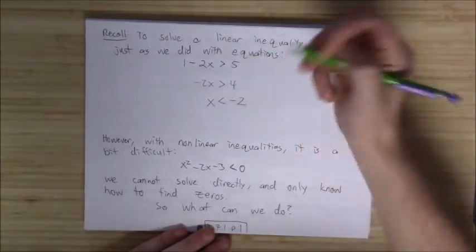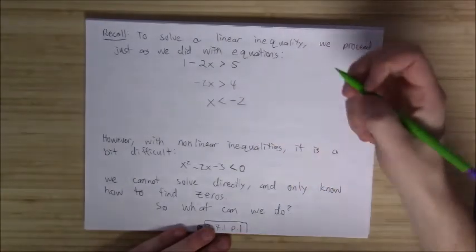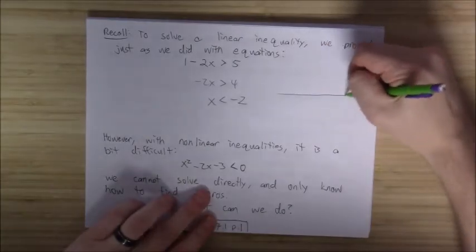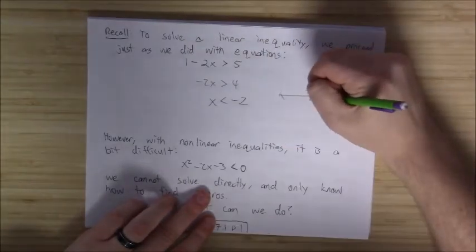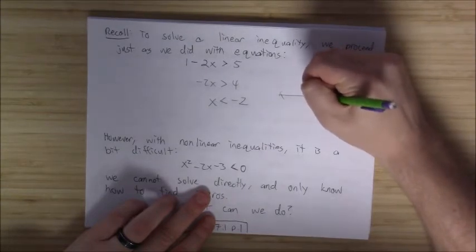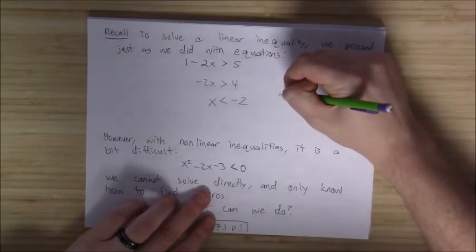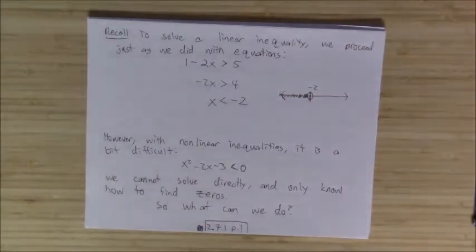So easy peasy, right? And what would that look like, just to remind you? Well, if this is negative 2, x has to be strictly less than negative 2, so it looks like this, as far as a solution set.